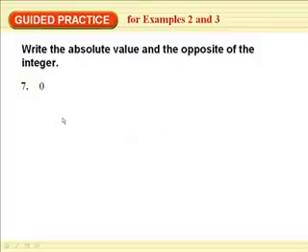So 0. What's the absolute value? How far is 0 from 0? 0. And what's the opposite of 0? 0. 0 does not have a negative. You can never have a negative 0. 0's just 0. All right, that looks like it's it for this 2.1 for 8th grade. We'll see you next time.